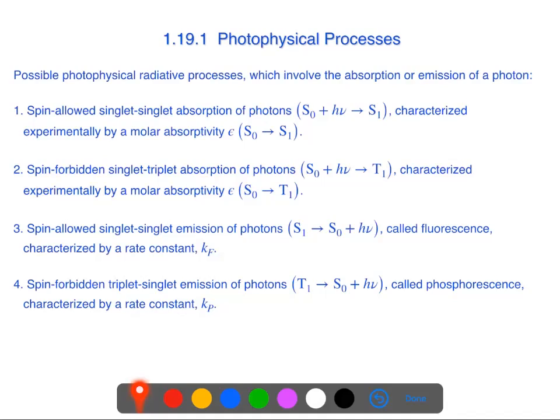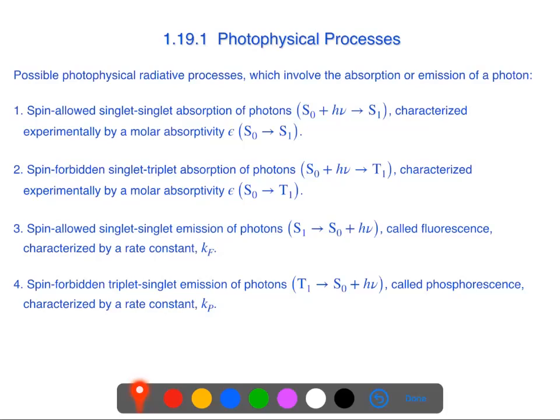Third, the spin-allowed singlet-singlet emission of photons, that is, from the electronically excited state S1 returning to the ground state S0 with the emission of a photon, we refer to this process as fluorescence. And this is characterized experimentally by the rate constant k subscript F.